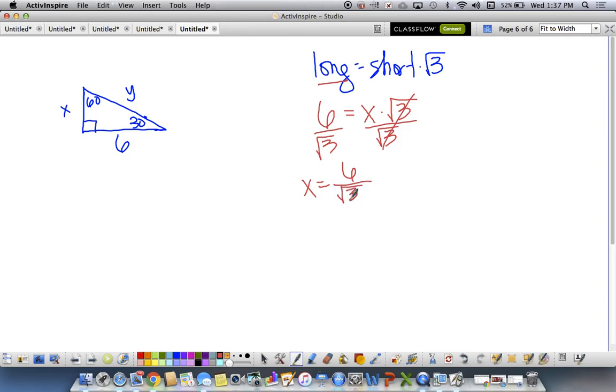Can you leave an irrational number in the denominator? No. What do we do with it? You have to rationalize the denominator. Meaning, I don't want this irrational number there. I want it to be rational. Do you remember what we did? Whatever irrational number is in the denominator, you multiply by that number over itself.